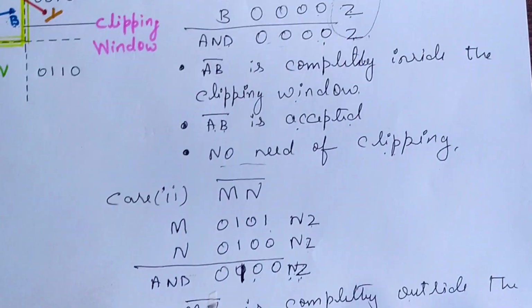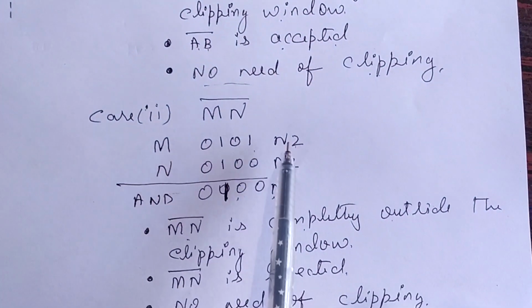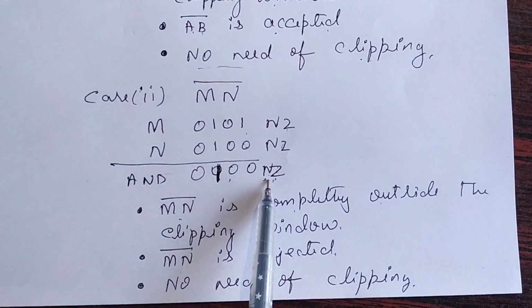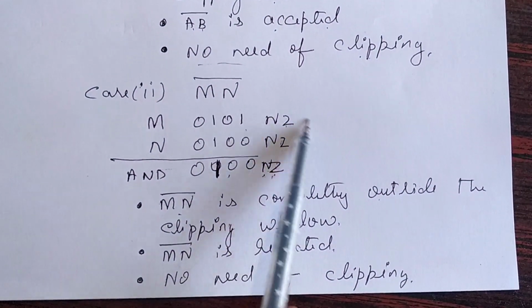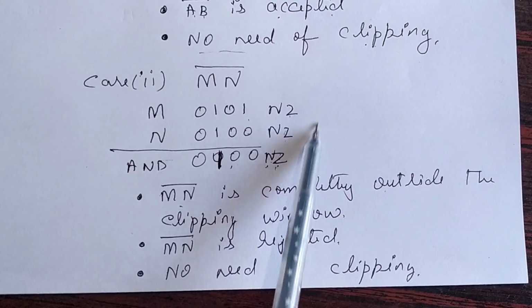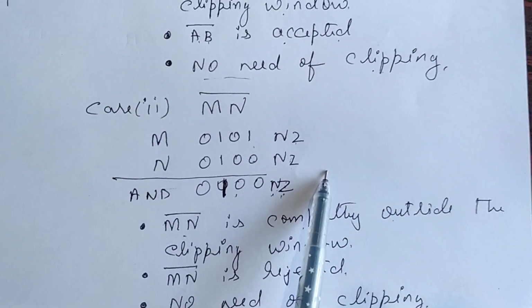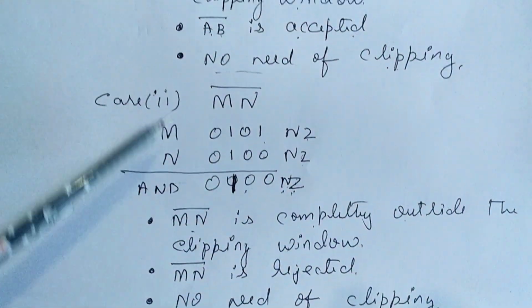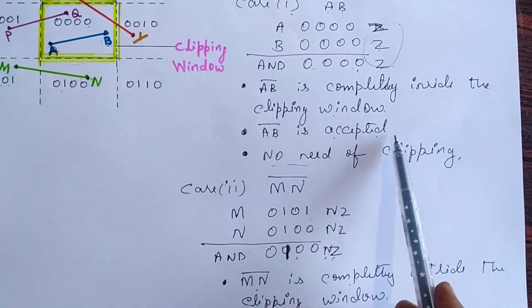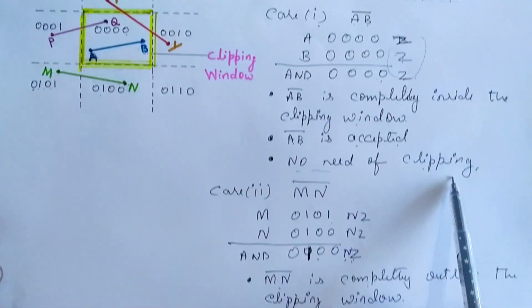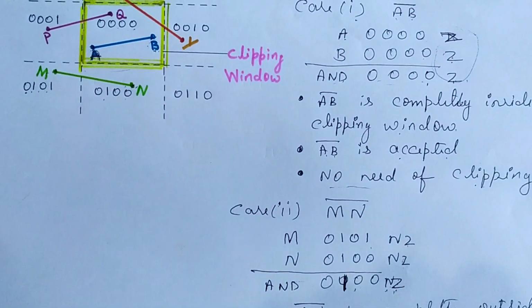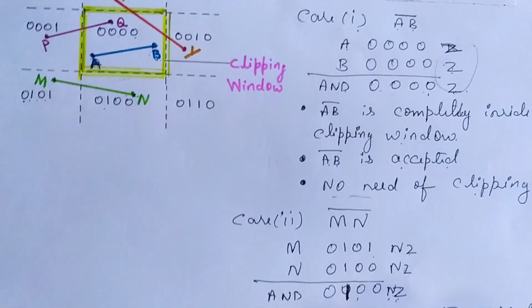In case 2, the M endpoint is non-zero, the N endpoint is non-zero, and the AND operation result is also non-zero. If all this is non-zero, that means the line is completely outside the clipping window and that line will be rejected. In case 1, the line is accepted, no need of clipping. In case 2, the line is rejected, no need of clipping. Now we'll move to case 3.